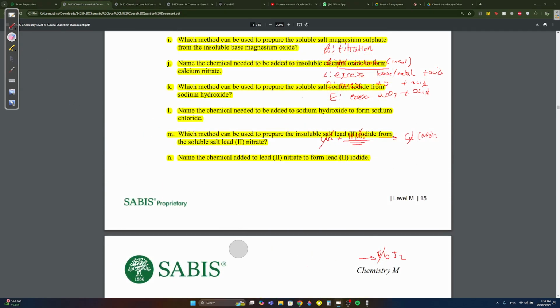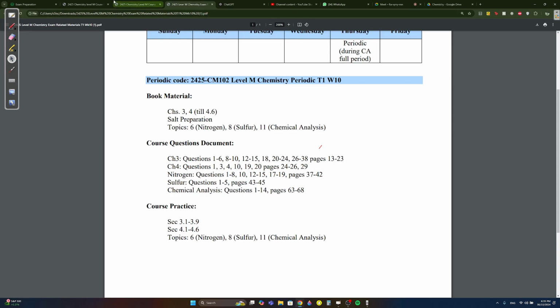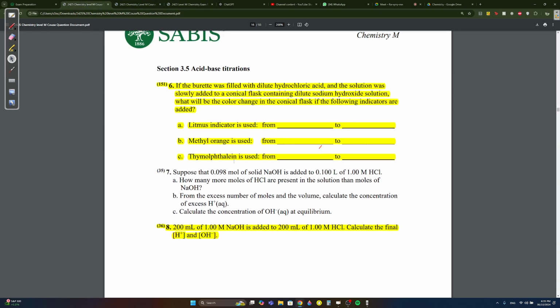Okay, that's question 5. Question 6, acid-base titration. This is the last question. If the burette was filled with dilute hydrochloric acid and the solution was slowly added to a conical flask containing dilute sodium hydroxide solution, what will be the color change if the following indicators are added? Litmus indicator is used. A burette was filled with acid and they kept on adding base. So it started as an acid, so it starts as red. It finishes as a base, so it finishes at blue.